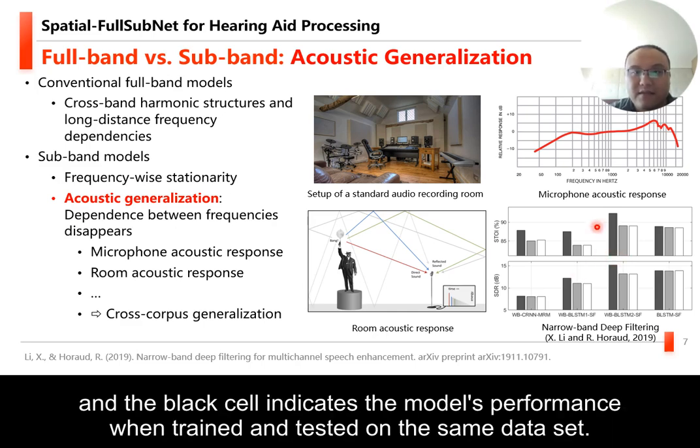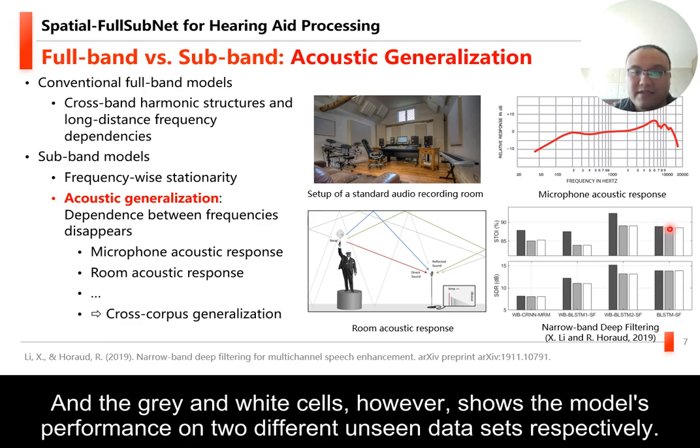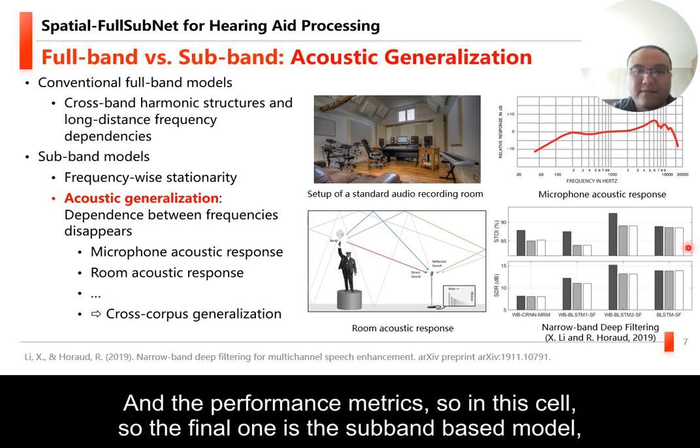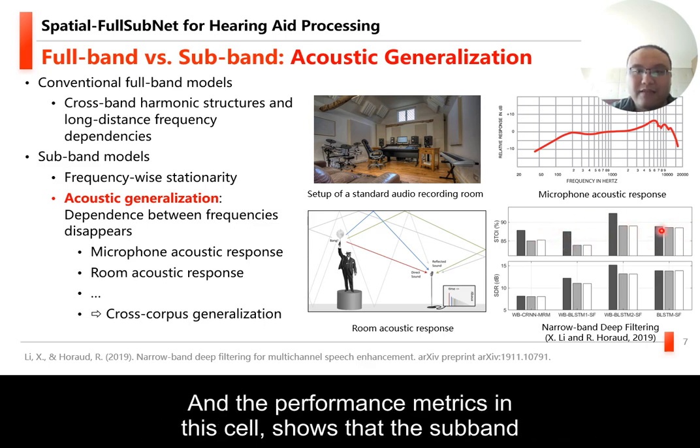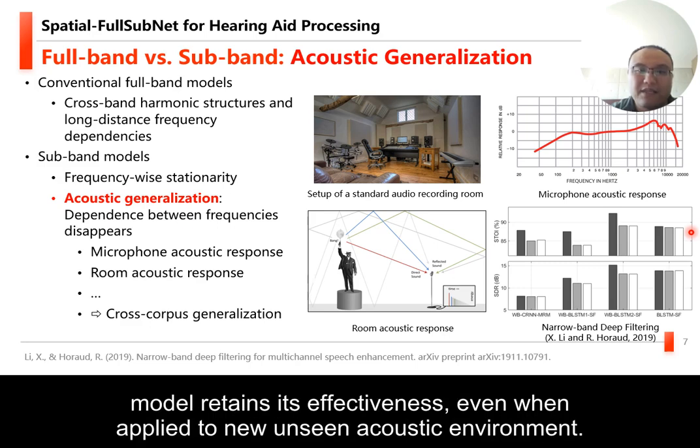The black cells indicate the model's performance when trained and tested on the same dataset. The gray and white cells, however, show the model's performance on two different unseen datasets respectively. The performance metrics in these cells suggest that the final one is a subband-based model, and the first three are full-band models. The subband model retains its effectiveness even when applied to new unseen acoustic environments.